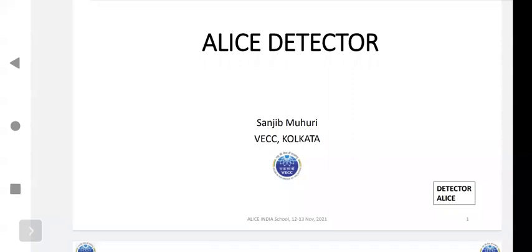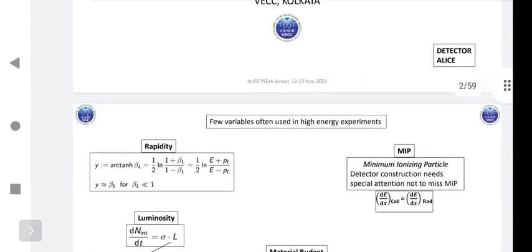Okay, so the topic we will be discussing in the coming 2 days will be the ALICE detector. But the way I will say it is detector and then ALICE. I will go through a little bit about the very basics, starting from the very basic to the ALICE detector. But of course, we always keep in mind that our aim is to discuss the ALICE detector, whatever basics we will be discussing. Okay, so let me go to the next slide.